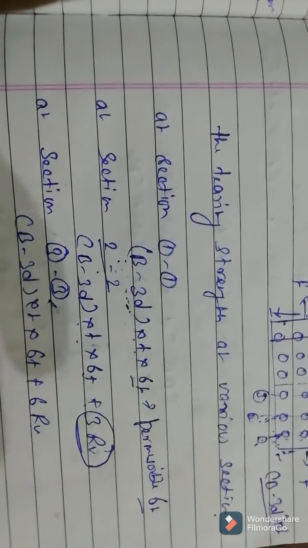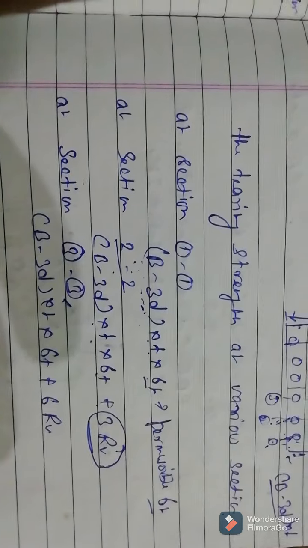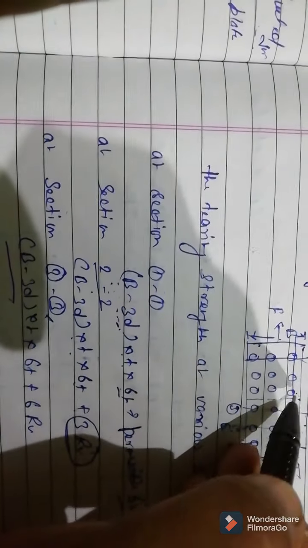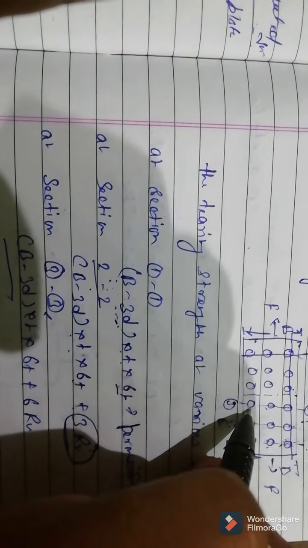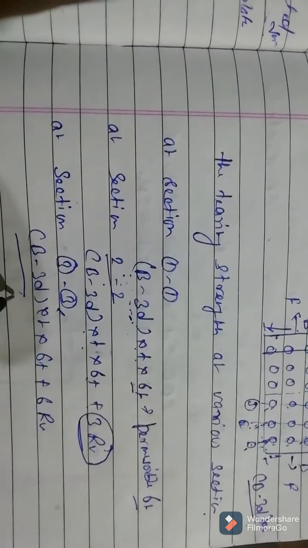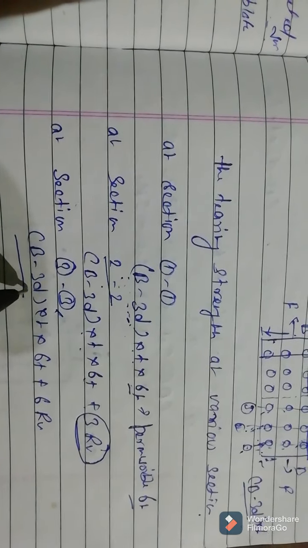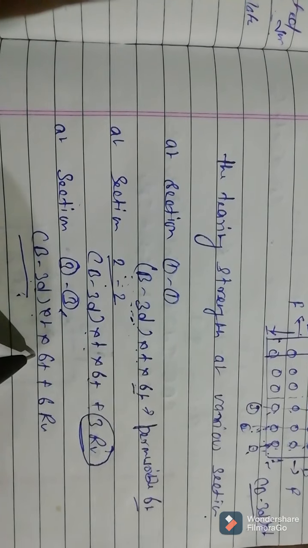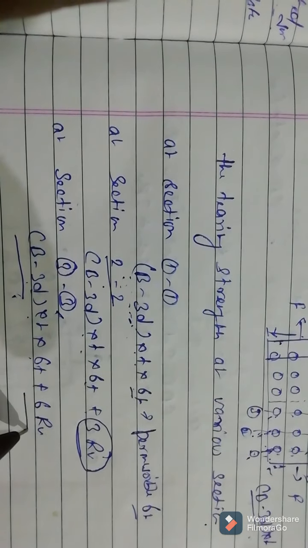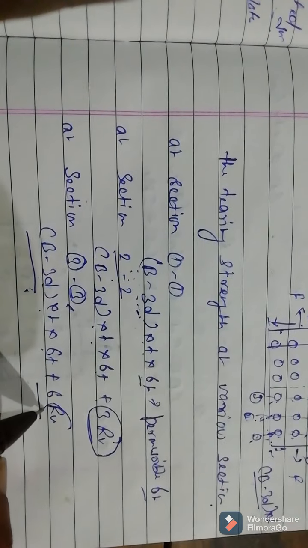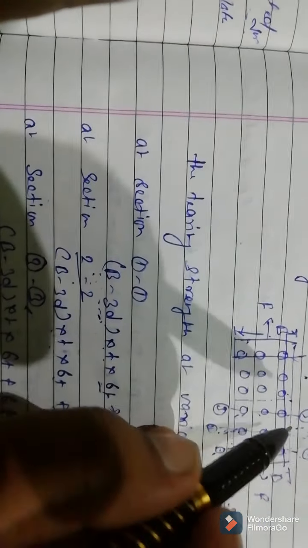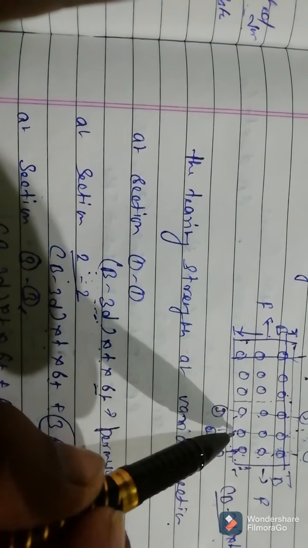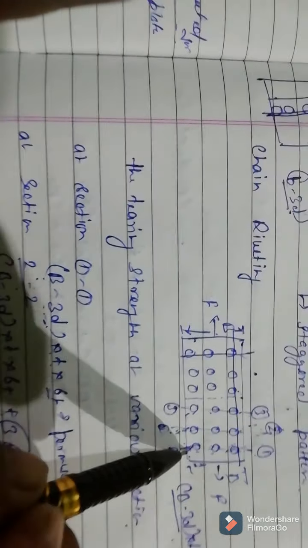Now at section third, the tearing strength at the third section, again net section B minus 3D. The reason is that three rivets are applied, first, second and third. B is the width of the plate, D the dia of the rivets, multiplied by T into sigma T plus 6 rivet value, that is 6 rivet values. Why? Because if you consider this section, before this 6 rivets are placed.